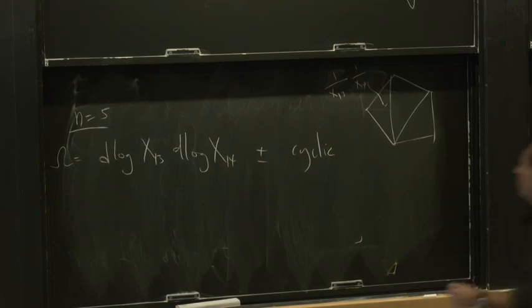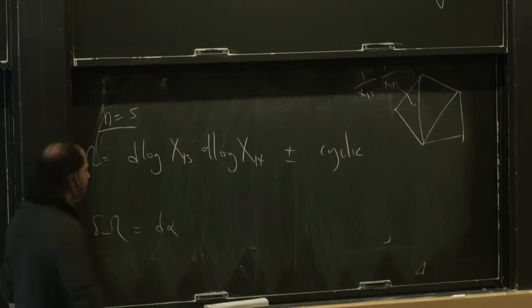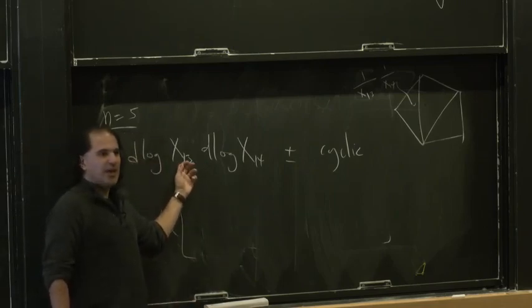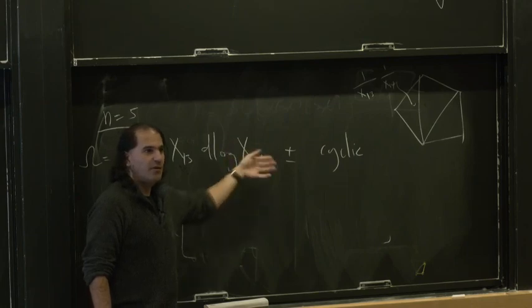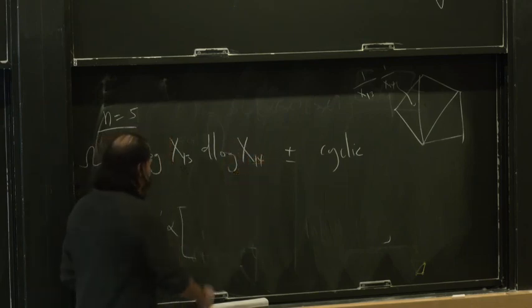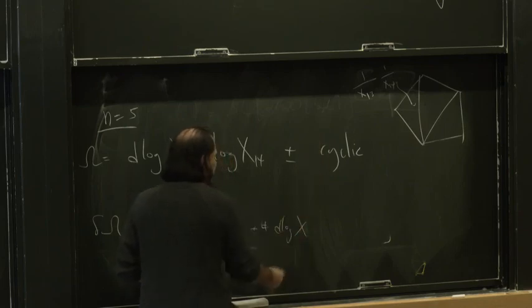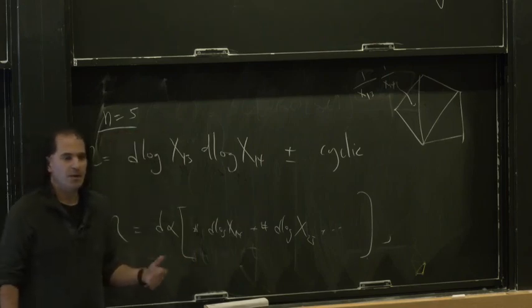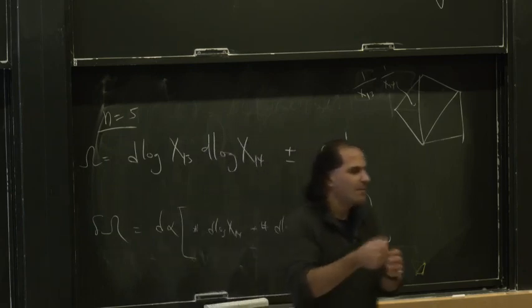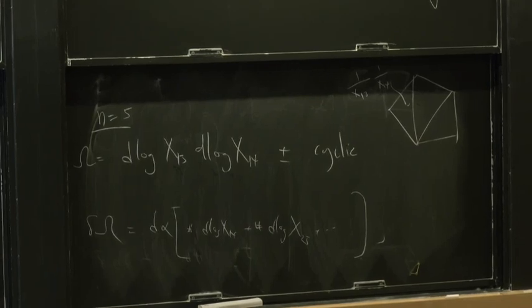OK, and so what happens when I do the projective variation again? When I do the projective variation of omega, the interesting part is an overall d alpha. And so what is it doing? Everywhere I see an x13, for example, I just take it out. And then I have the d log of whoever it touches. And similarly for everyone else. So you see what I'm going to be left with here is some number times d log x14 plus some number times d log of the other ones, okay? There are going to be 5 terms here. There are 5 terms because 5 is the number of single triangulations that I can have. I'm just taking out one of the x's.